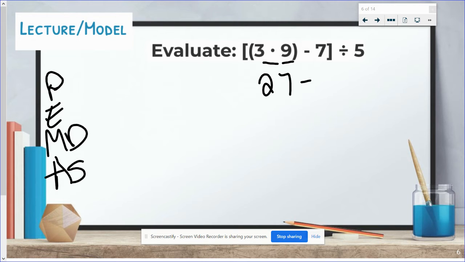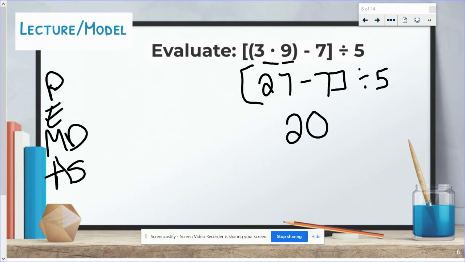And then that 27 is still in a special set of parentheses, which are called brackets. And those are still grouping symbols. Any brackets also tell us we want to do them first as well. Those do count as parentheses. 27 minus 7 is 20. So now I'm left with 20 divided by 5.